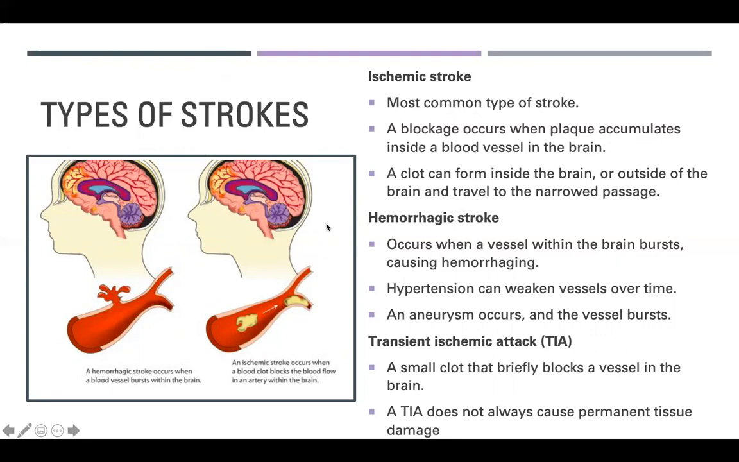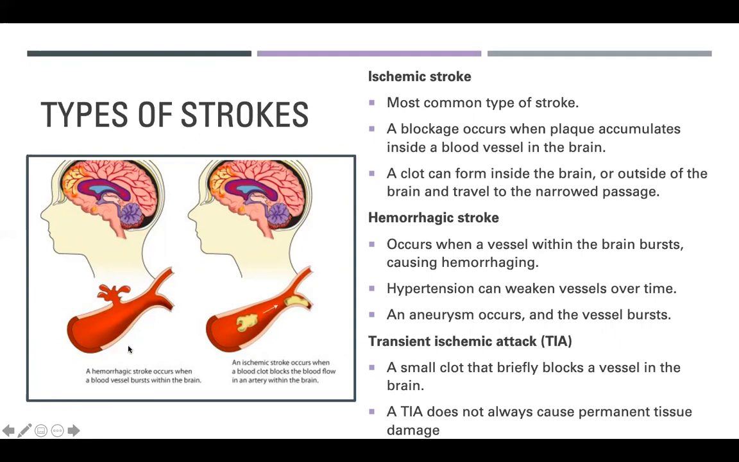We've got our hemorrhagic stroke, which occurs when a vessel within the brain bursts, causing hemorrhaging. So that's this diagram on the left here. High blood pressure or hypertension can weaken vessels over time. So what ends up happening is the vessel gets weaker, and an aneurysm, or that ballooning into the vessel wall, can occur, and then the vessel bursts. So that's a hemorrhagic stroke.